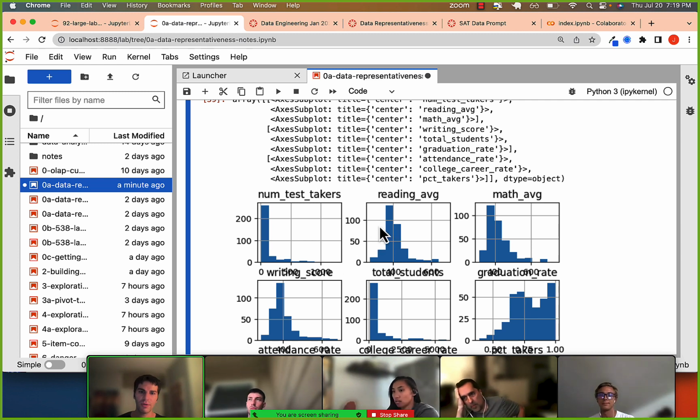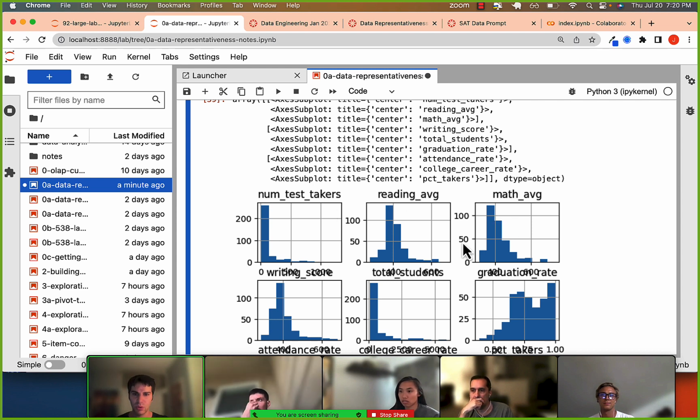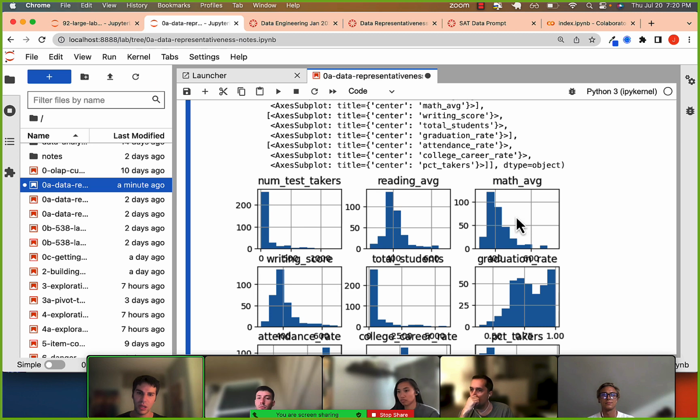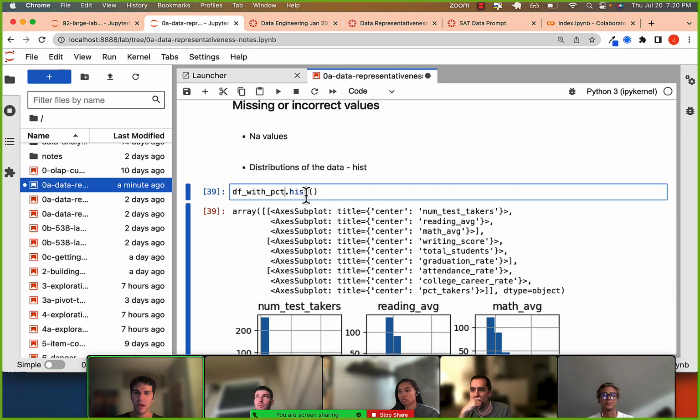For the target values, what we mean is what you're trying to predict, or what you're measuring. So here it's maybe what are the factors that contribute to a good SAT score? So it'd be your reading, math, and writing. That's what you want to plot a histogram of. And so let's just select those. So reading average.